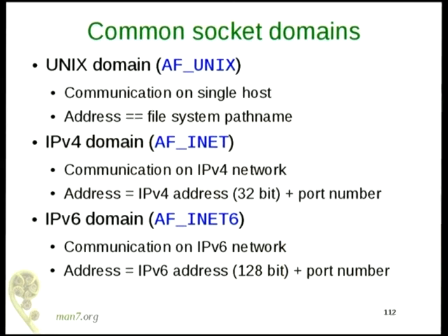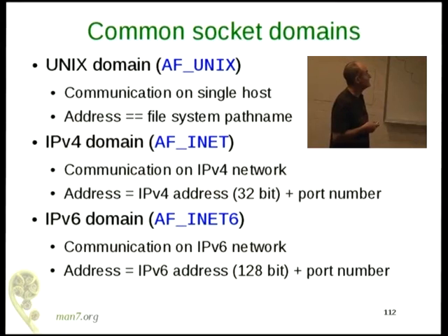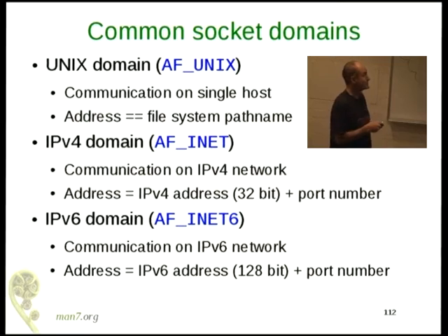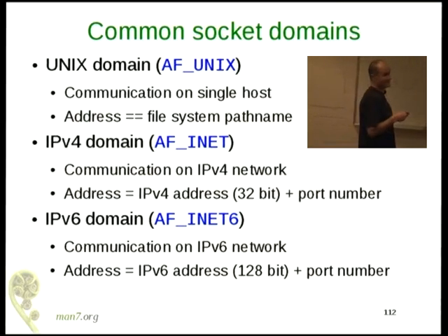There are 3 common domains that are available on all Unix systems and most other systems nowadays as well. I'll rephrase that. These 2 are available on most systems. This one is available only on Unix systems normally. The Unix domain is for communication on a single host. The address of a Unix domain socket is just a path name. That's how applications identify each other's sockets.